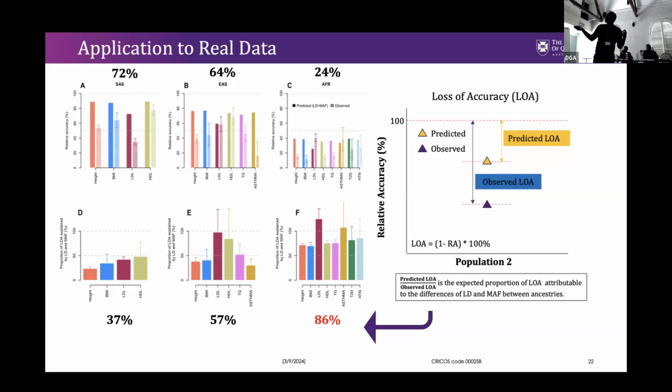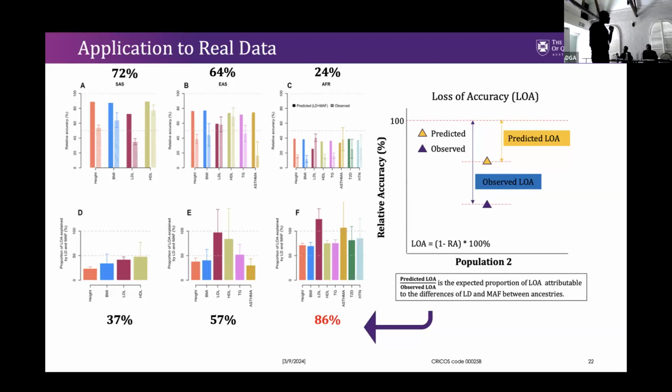At least this is the observed one. We have a relative accuracy of about 24% on average across traits. And using our model, we can attribute 86, or something around 80%, of that loss just to allele frequencies and allele differences between populations. And I think this is, again, something we need to validate in many ways.